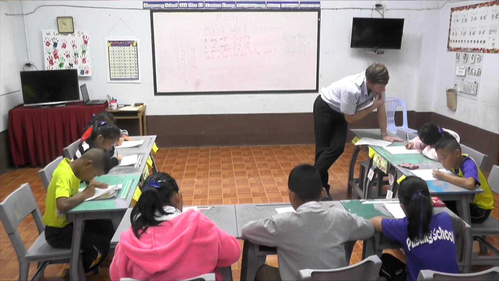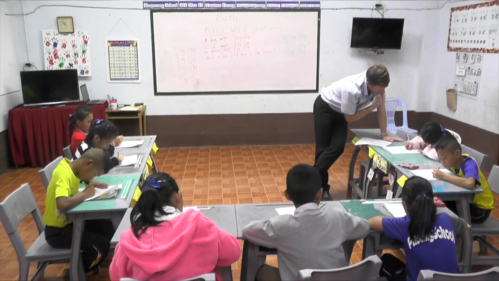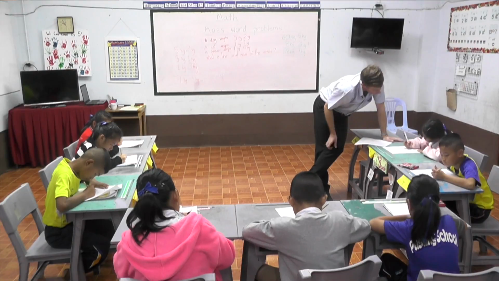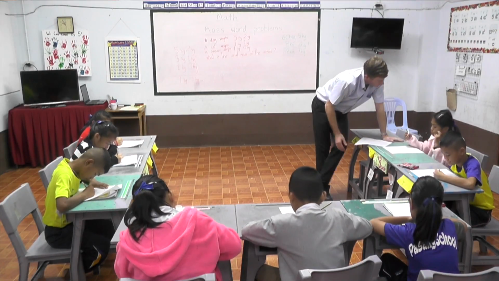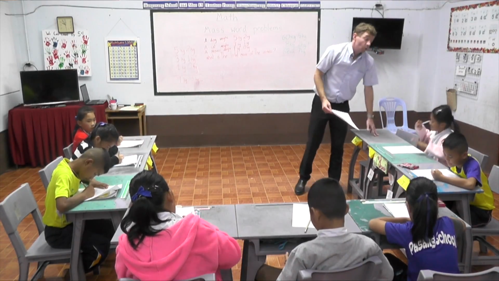5 hectograms minus 1 hectogram. 80 kilograms minus 50 kilograms equals 30 kilograms.